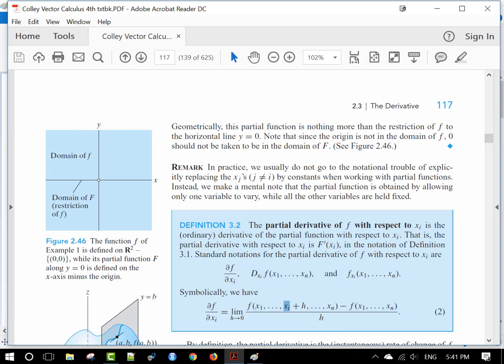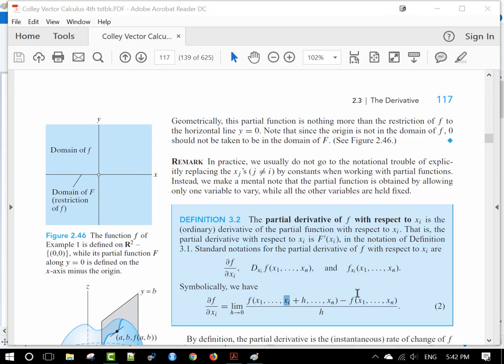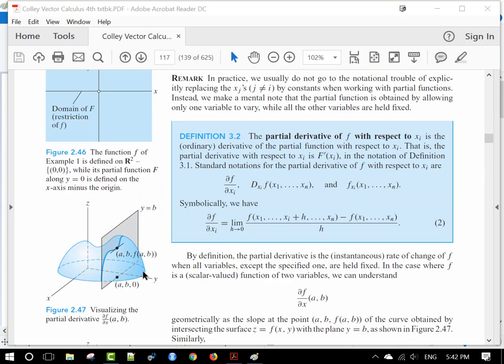So when I think of the partial derivative, I think that all the other variables are not changing, and we're only moving in the x sub i direction and asking what's the rate of change. But we can use this concept of partial functions to write it down. So this picture might make it more clear.